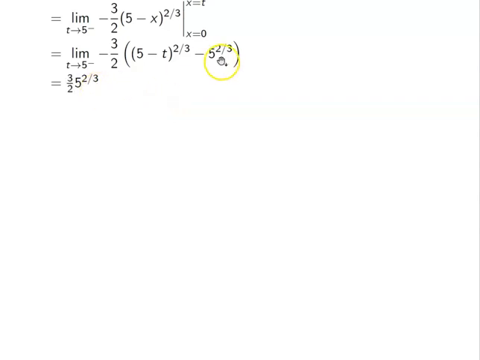If I look at this, this is still here, this is still here. What happens as I get closer and closer to 5? Well, this turns to 0, so I'm left with a negative and a negative, which gives me a positive.